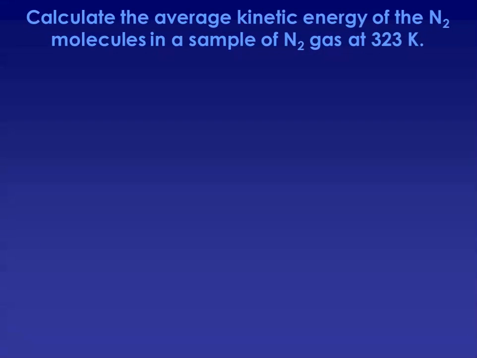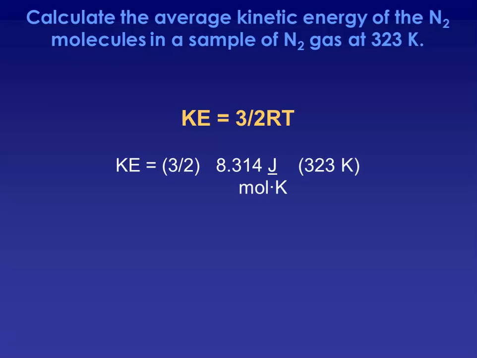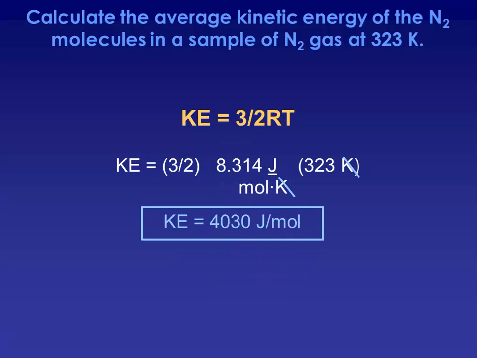So here we're going to calculate the average kinetic energy of N2 at 323 Kelvin. So we just use that relationship between kinetic energy and temperature. We substitute in what we know, our constant, our Kelvin temperature, and that 3/2. The Kelvins cancel out, and we're left with a kinetic energy equal to 4,030 joules per mole.